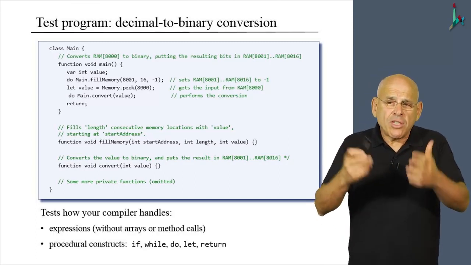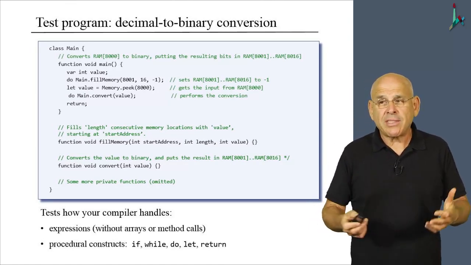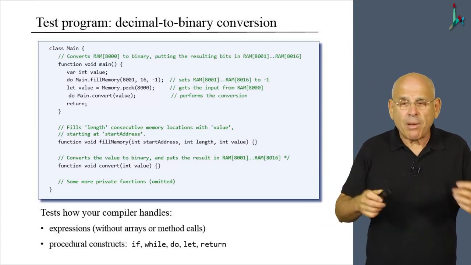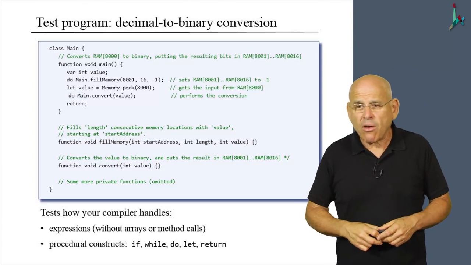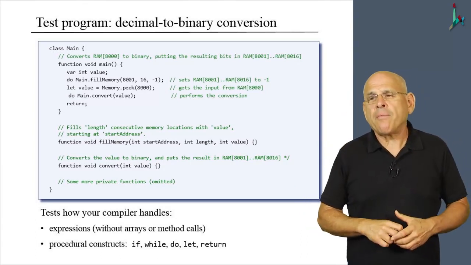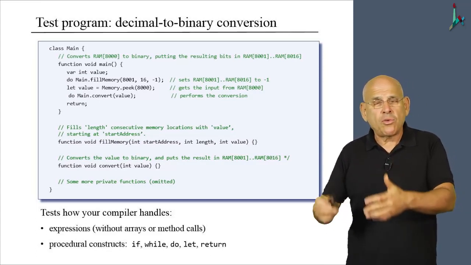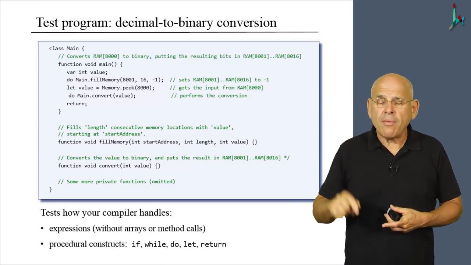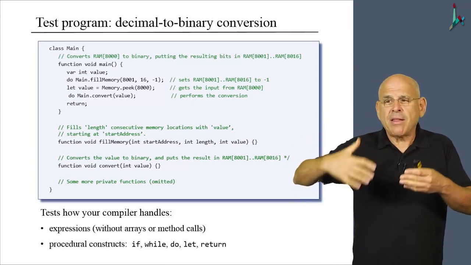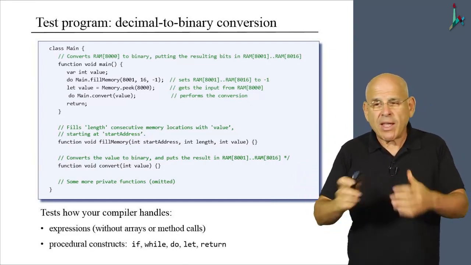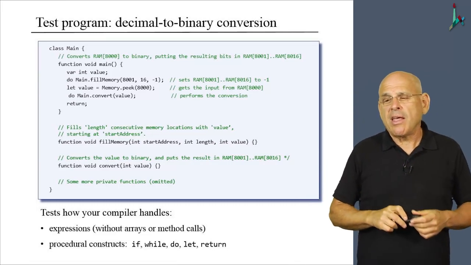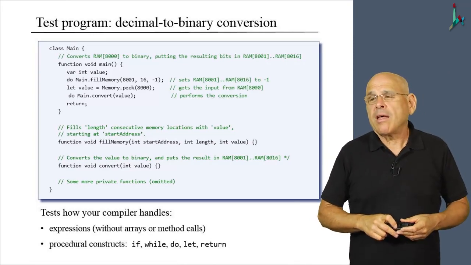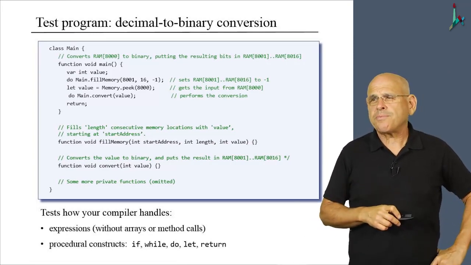And for now, you can just observe that this program is designed to test the ability of your compiler to handle expressions, but simple expressions that contain no arrays and method calls. And also, we are going to test the ability of your compiler to handle if, while, do, let, and return. So once again, the tip is that before you test this program, you have to add to your compiler the abilities to carry out these things, to handle expressions, simple expressions, and to handle every one of these 5 statements, which altogether, these are the statement types that we have in the Jack language.